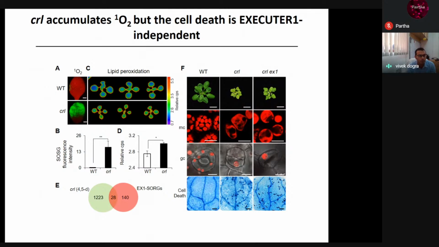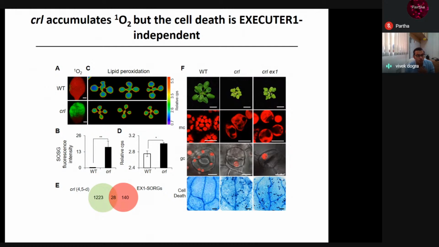And we found there was lipid peroxidation as well. In the wild type, there was almost no lipid peroxidation in the normal condition. However, in the CRL, without any stress, there was lipid peroxidation. And because of this lipid peroxidation, there would be cell death.